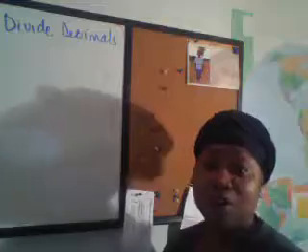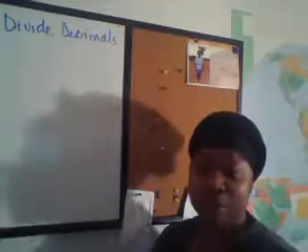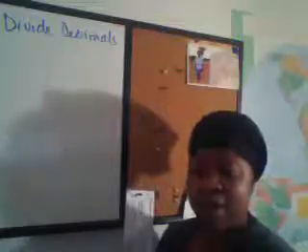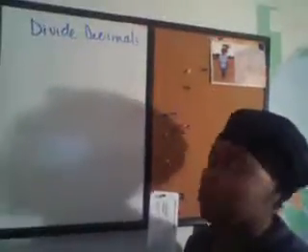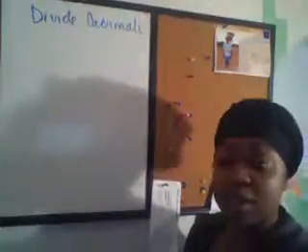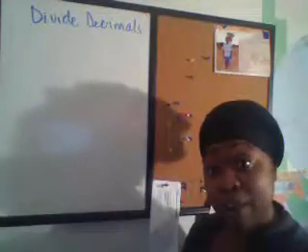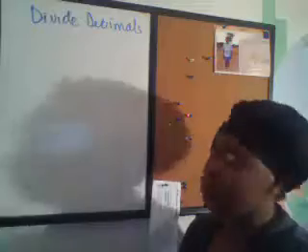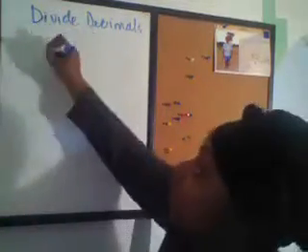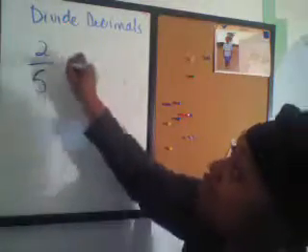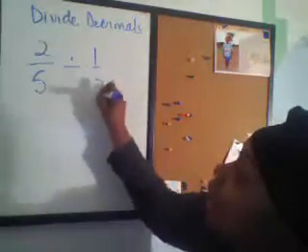I haven't done a video in a little while, so I wanted to do a video on dividing a fraction by a fraction. We're going to do two. We're going to do dividing a fraction by a fraction, then I'll do dividing a mixed number by a mixed number. Okay? So dividing a fraction by a fraction will be 2/5. That's our fraction divided by 1/2.